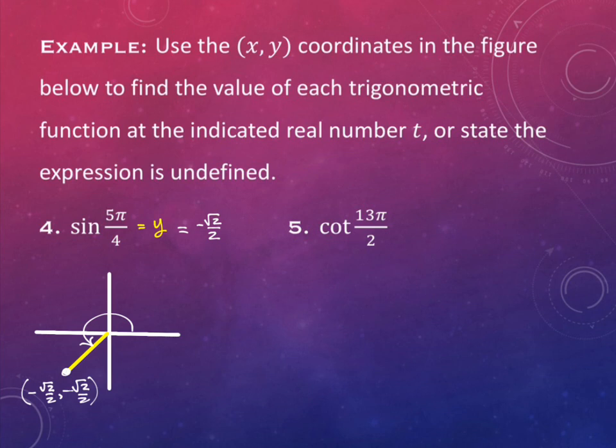We would take our 13 pi over 2 and we would subtract off 2 pi. 2 pi is the same as 4 over 2, right? It's 4 pi over 2. So if you take 13 over 2 minus 4 over 2, what do you get?